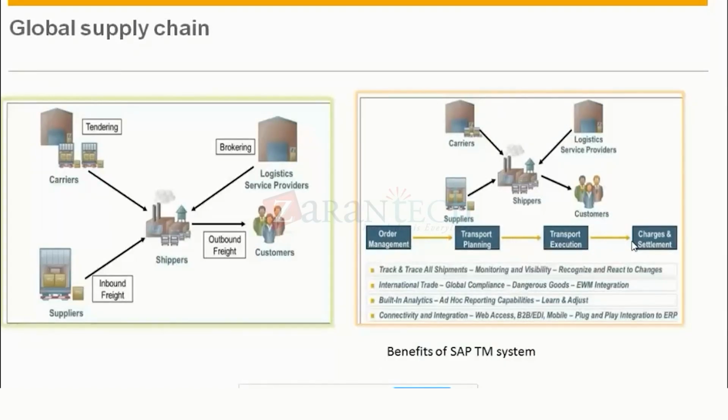So first of all, the first point is tracking and tracing all shipments. Can anyone tell me why this is important? Why is track and trace important? See, it is a very common feature. For example, suppose we are an end user.